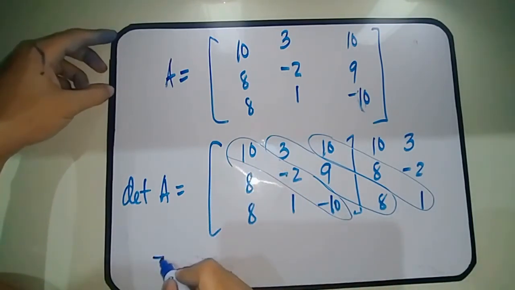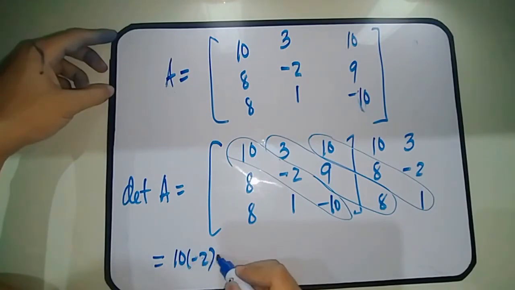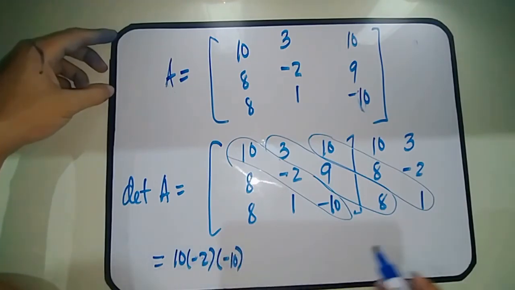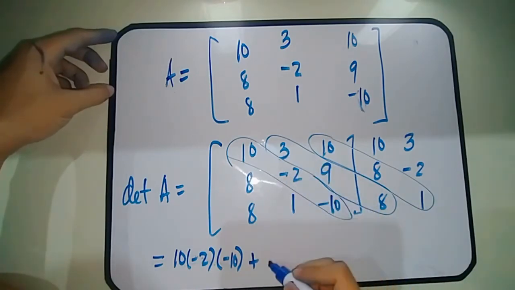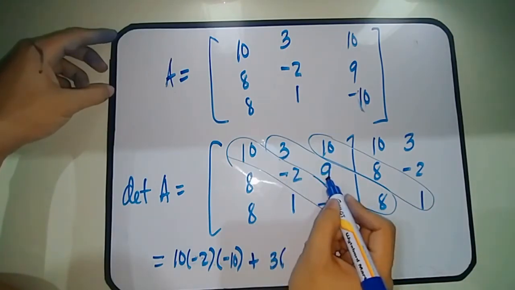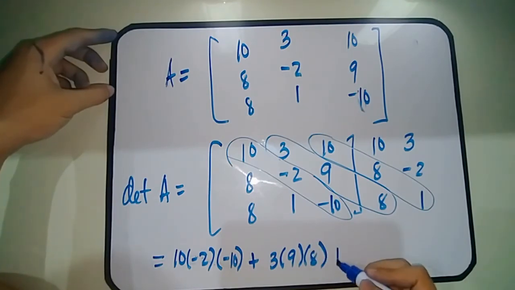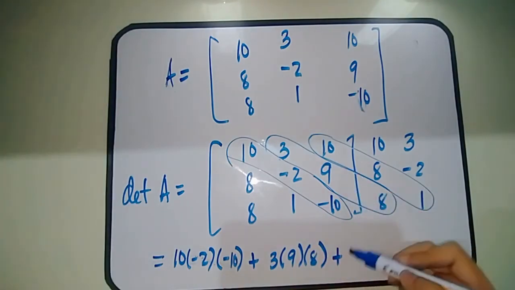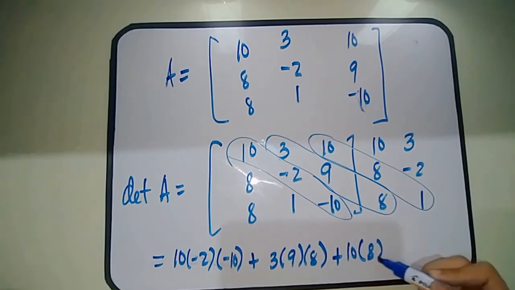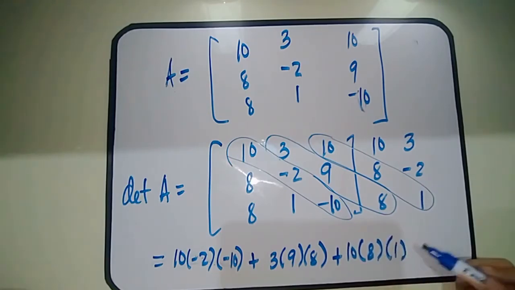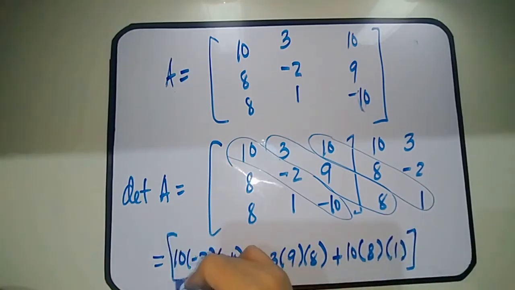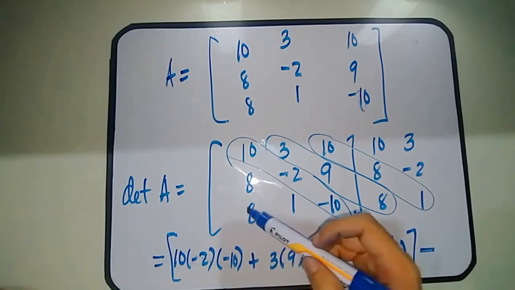So, equals. We have here 10 times negative 2 times negative 10. So, we have here plus, we have here 3 times 9 times 8, plus we have here 10 times 8 times 1. Then that is a grouping, guys. Then we subtract, and we go to the other side.